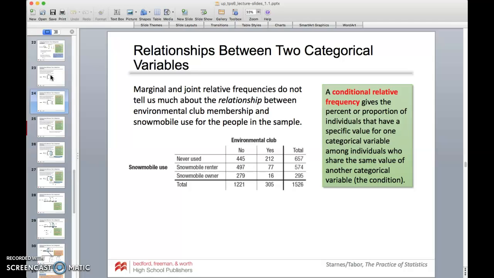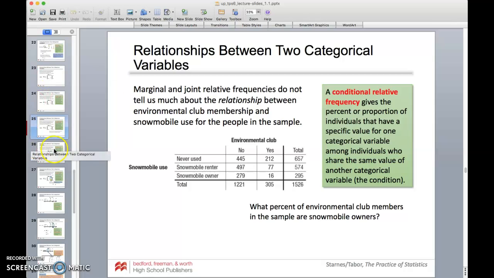Okay, that's the condition. So what we might be talking about is, what percent of environmental club members? When we talk about environmental club members, we're talking about this yes column here. And we're saying, what percent of those people are snowmobile owners? You can kind of see where we're headed. There it is: 16 are owners out of that 305.